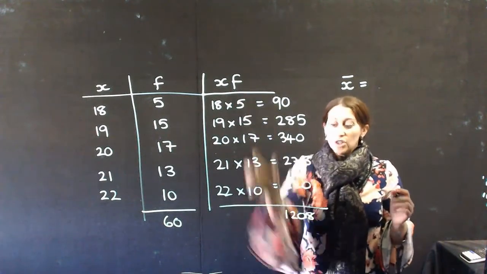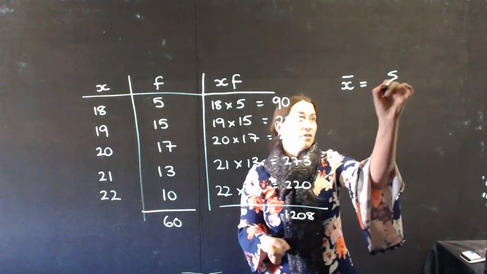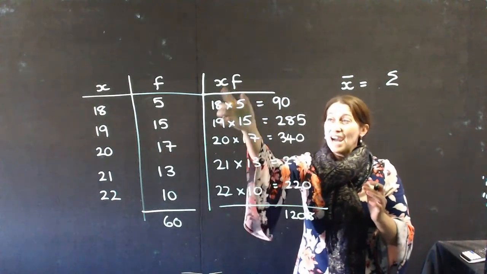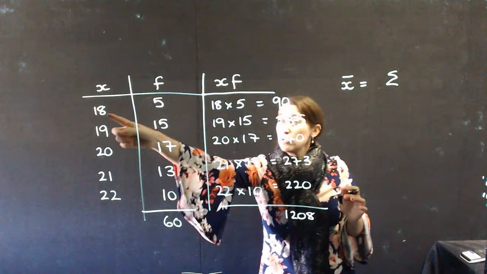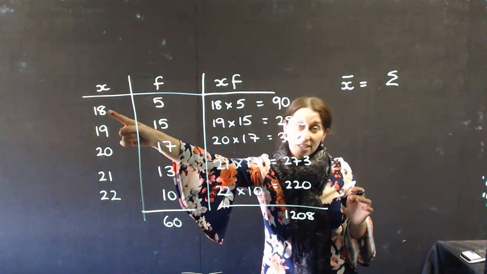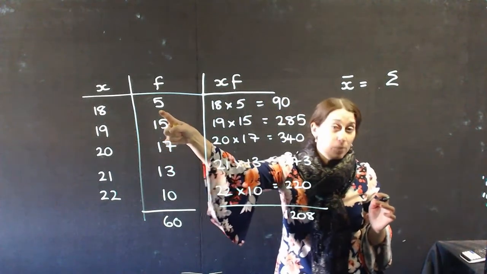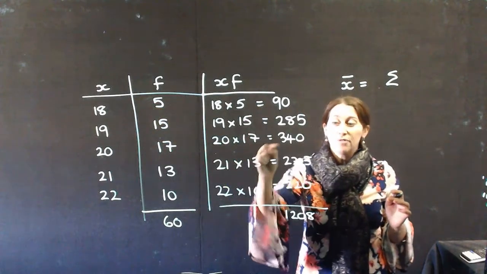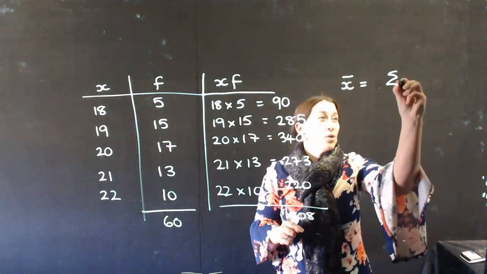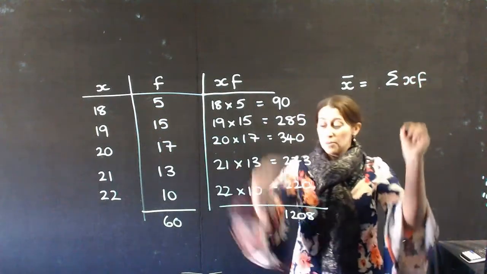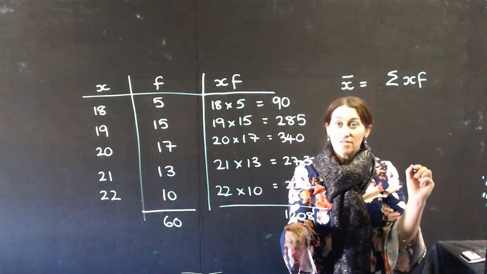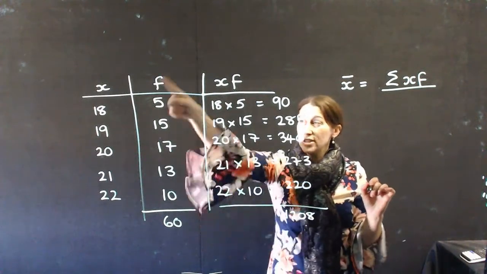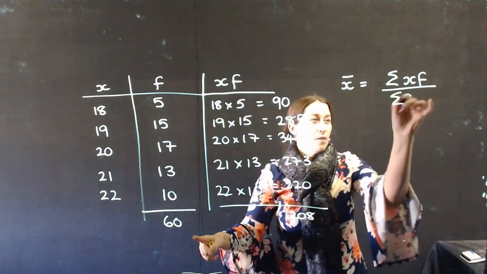Now let's have a look using that new Greek letter that I introduced, which means the sum of. The sum of our x multiplied by f, because we took our data, 18 years of age, and we multiplied it by how many people were 18 years of age. So we did x times f for each of the categories. So I summed at the bottom here all of my x times f, and then I divide by the total number of people, which is the sum of the frequency.